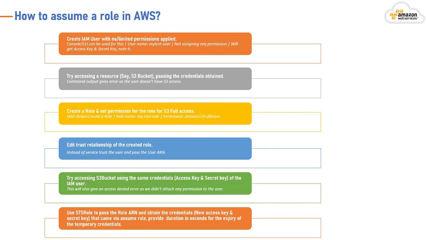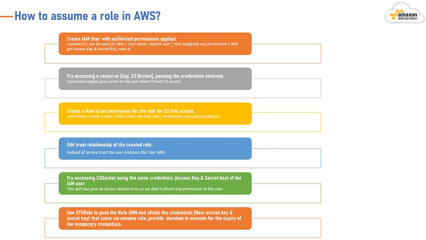Use STS to pass the role ARN and obtain the credentials, that is new access key and secret key that came via assume role, and provide the duration in seconds for the expiry of the temporary credential. Now with those temporary credentials, if you try to access the S3 bucket, you will get the access. So this is how an IAM user can assume a role and access a critical resource he normally didn't access earlier. So now if you want to see the detailed steps, let's go to step-by-step details.